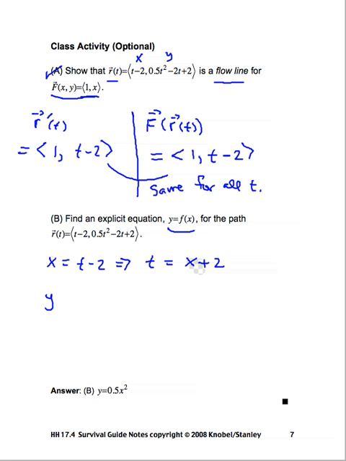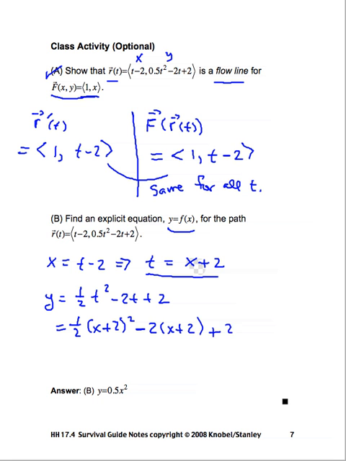And then I know that y is equal to 1/2 t squared minus 2t plus 2. So with a little bit of algebra, substituting for t here, I can eliminate my parameter: 1/2 (x plus 2) quantity squared minus 2 times (x plus 2), just replacing t by x plus 2. And so I get 1/2 (x squared plus 4x plus 4). Distributing the minus 2, I get negative 2x minus 4 and then plus 2.